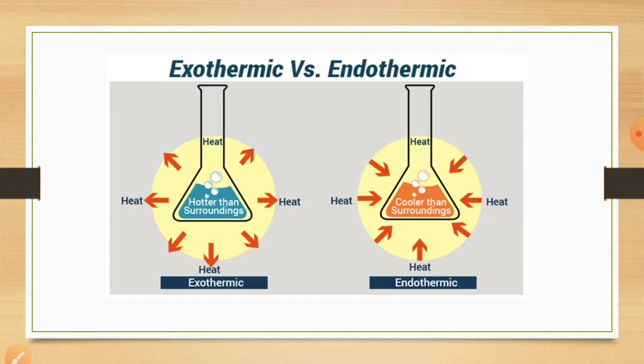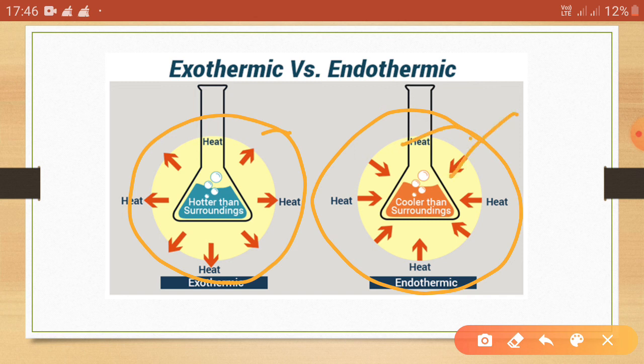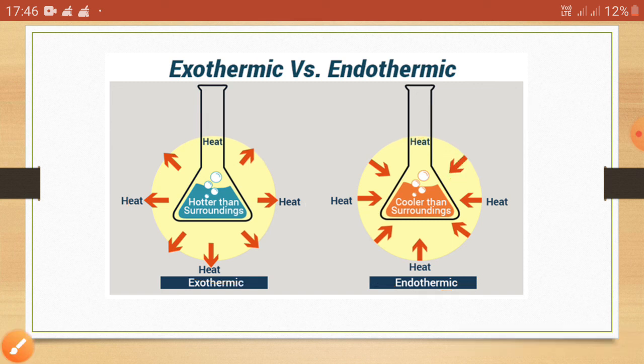Basically, this is the diagram of the difference between exothermic and endothermic reactions. In an exothermic reaction, heat is released, and in an endothermic reaction, heat is absorbed. So in the endothermic reaction the arrow is pointing inside, and for the exothermic reaction all the arrows are pointing outside. Okay, go to the next slide.